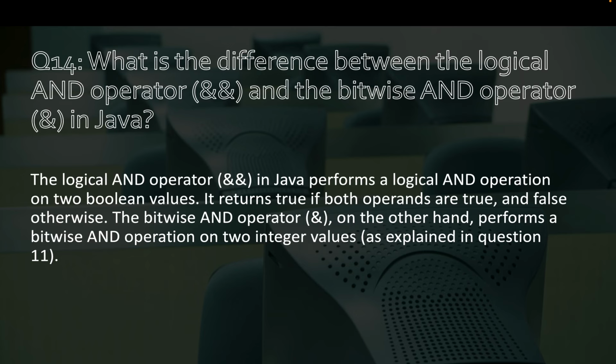Question number 14. What is the difference between the logical AND operator and the bitwise AND operator in Java? The logical AND operator in Java performs a logical AND operation on two Boolean values. It returns true if both operands are true and false otherwise. The bitwise AND operator, on the other hand, performs a bitwise AND operation on two integer values, as explained in question number 11.